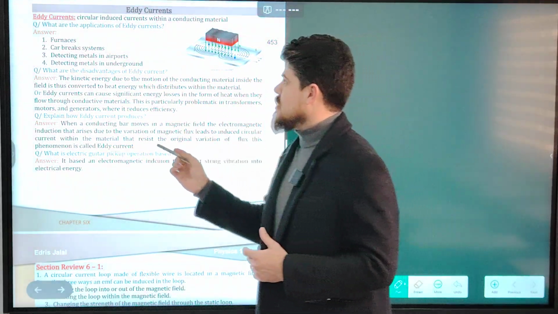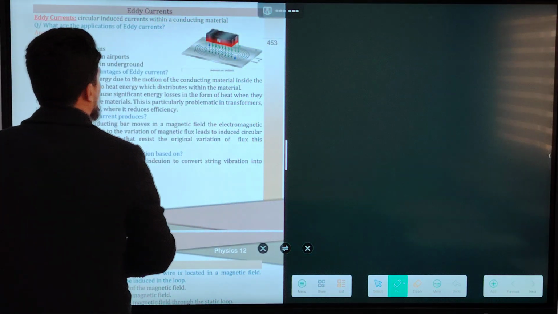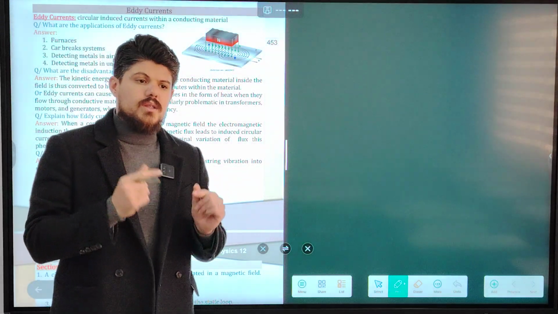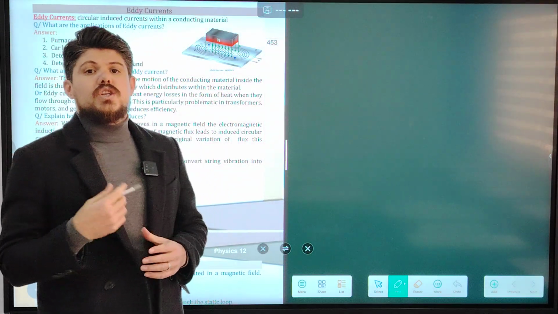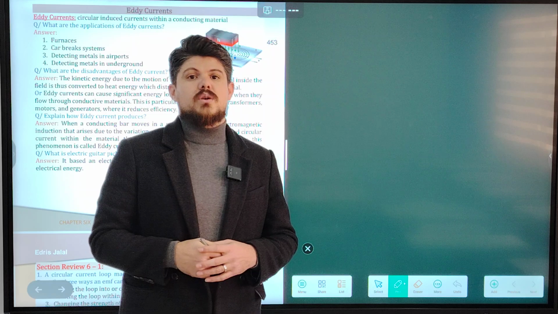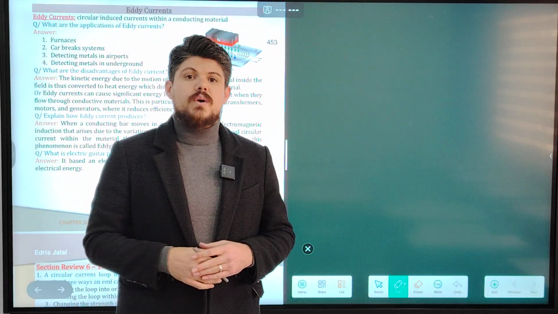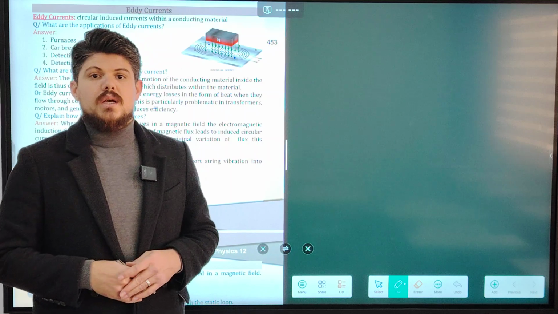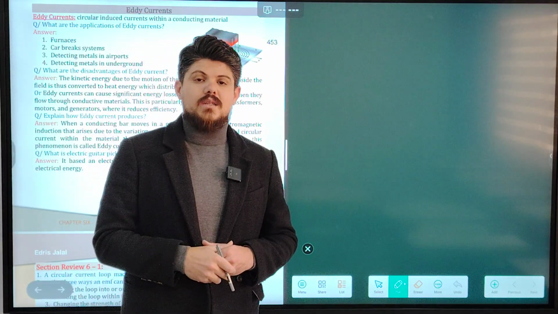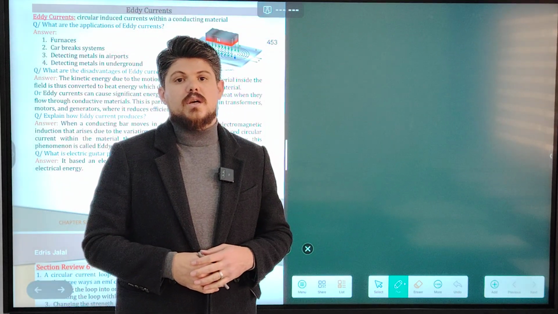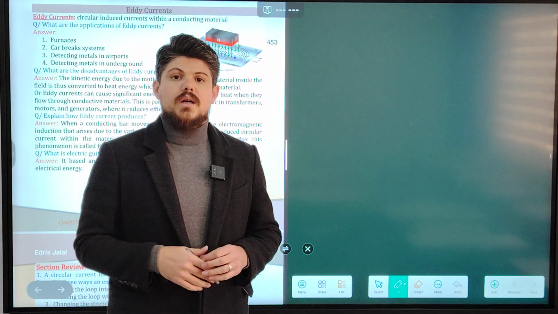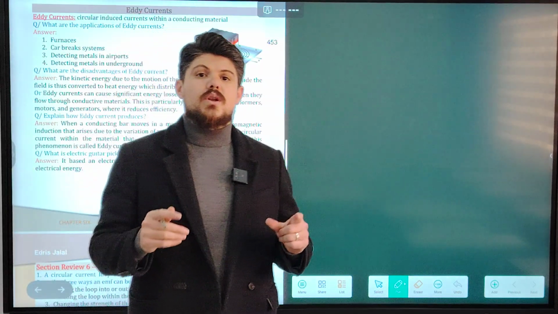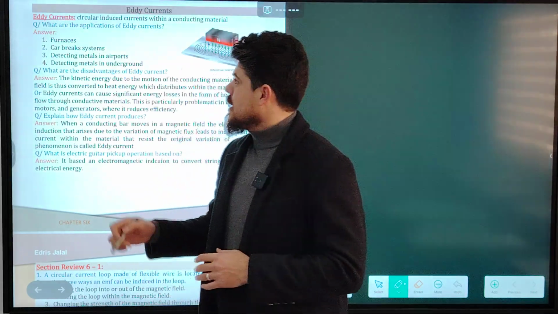Eddy currents are circular induced currents within a conducting material. What is eddy current? A circular induced current. This circular current is induced by the changing magnetic flux of the external magnetic field acting on a conducting copper object or copper material. By changing the magnetic flux over the conducting copper material, this circular induced current is produced. This circular induced current is called eddy current.